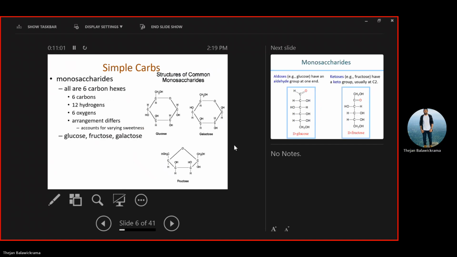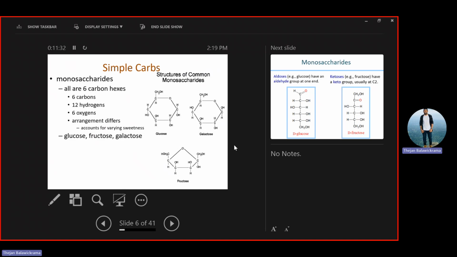Now we know what simple carbohydrates are and what complex carbohydrates are. So let's come to simple carbohydrates in detail. Here, I have taken three examples for monosaccharides: glucose, fructose, that's the bottom one, and galactose.